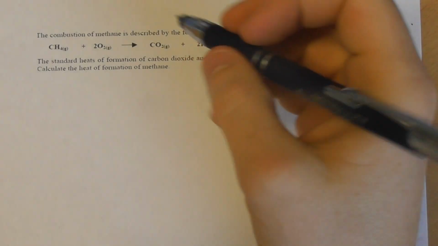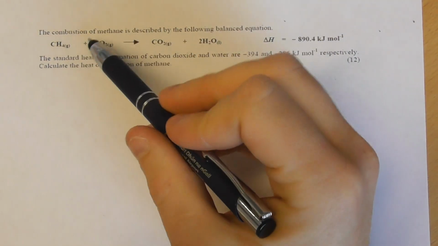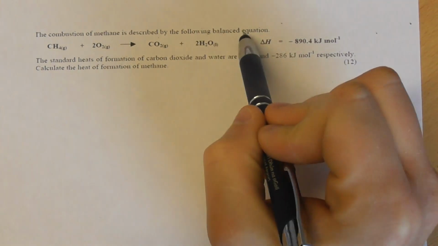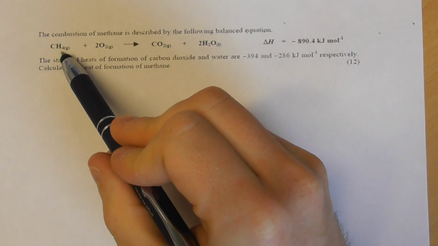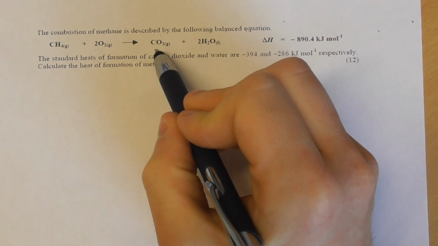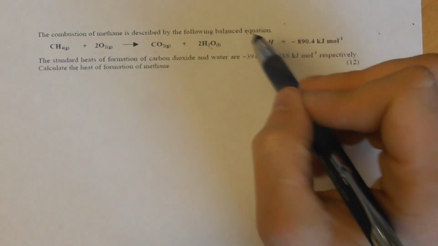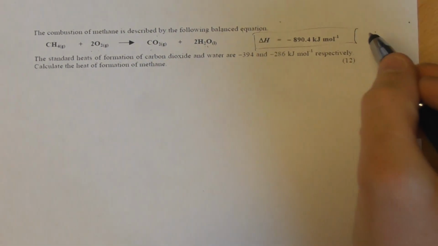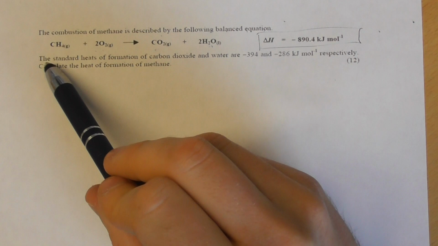So guys, this is a Hess's law calculation. The combustion of methane is described by the following balanced equation. CH4, which is methane, plus 2O2 produces carbon dioxide and 2 waters per 1 methane molecule. There's the heat of reaction, so we're not going to be asked for that in this question. So let's see what we're asked.